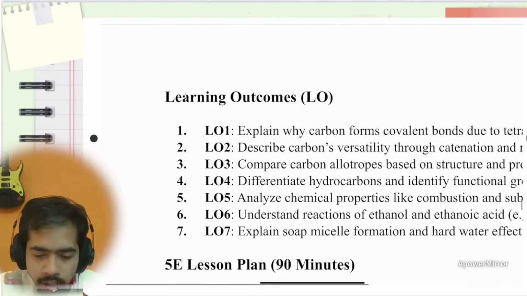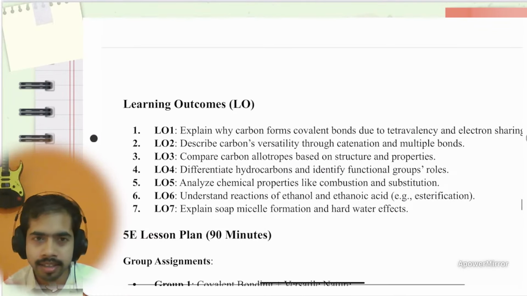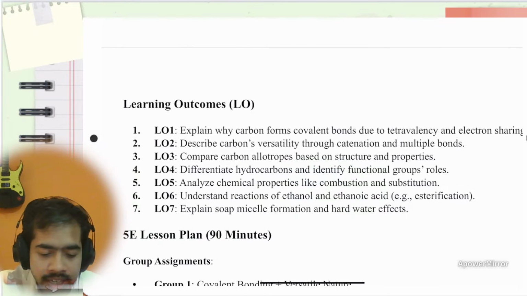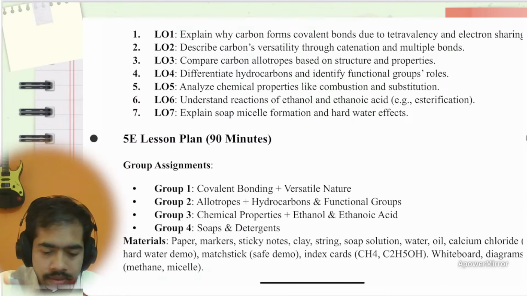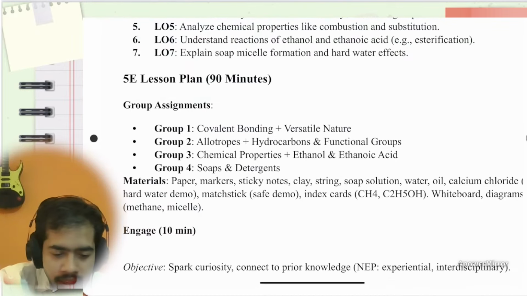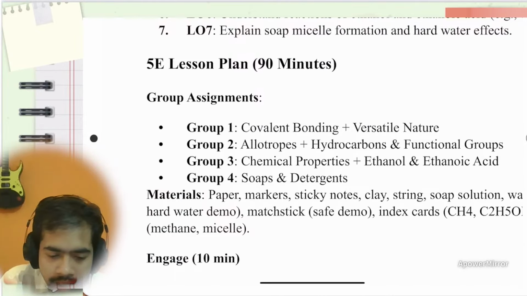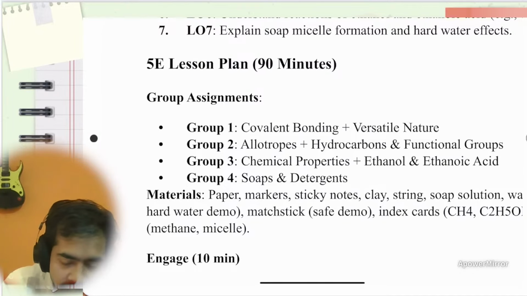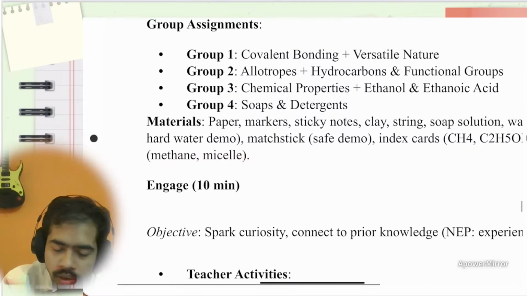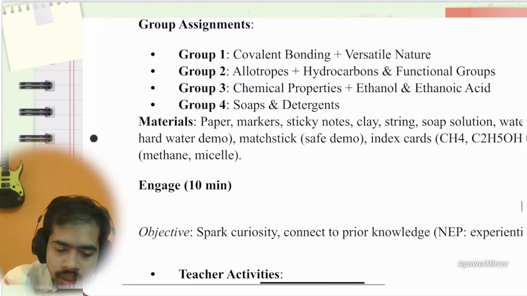On the basis of this topic, I have set the LO. I have already said: first get the topic, then set the LO, then you plan your lesson. This is a 2 days lesson, if you want to take a very short time, and this is the way. See group 1: covalent bonding and versatile nature. Group 2: allotropes, hydrocarbons and functional groups. Group 3: chemical properties, ethanol and ethanoic acid. Group 4 in this way. Materials will be used as per requirement or availability.